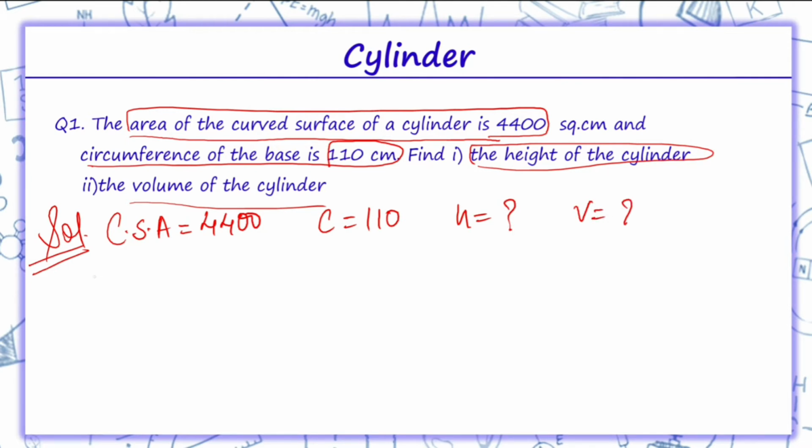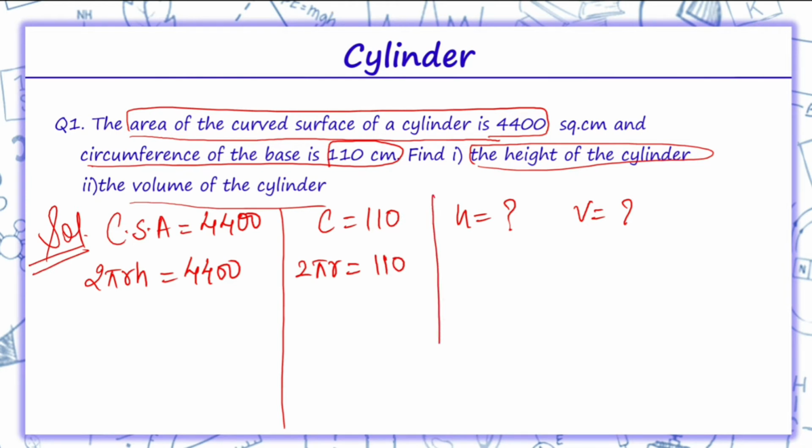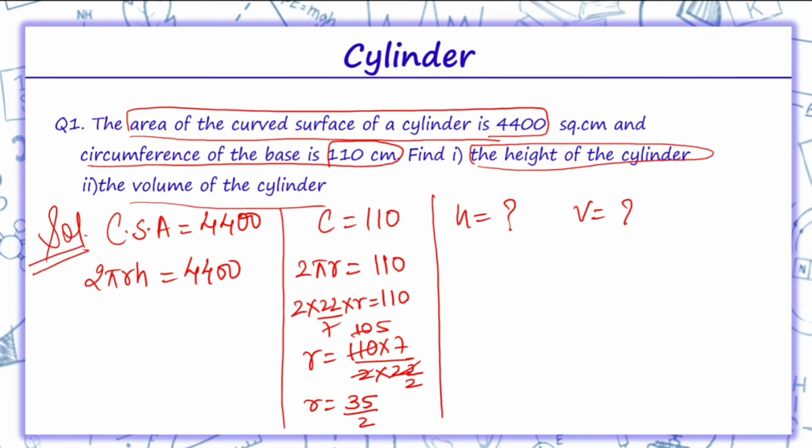Now curved surface area is 2πrh, which is 4400. Circumference, we know, is 2πr. So when we solve this circumference, we will get r. So 2 × 22/7 × r = 110. Thus r = 110 × 7 / (2 × 22). So 11 into 2 is 22, 11 into 1, 11, 0, 2 into 5. Thus r is 35/2.